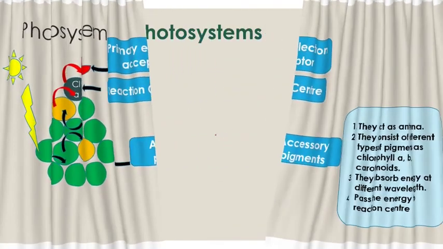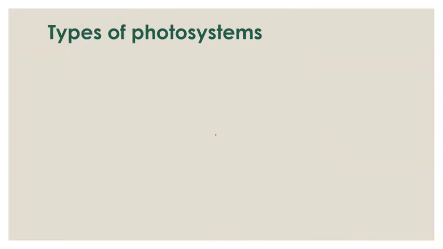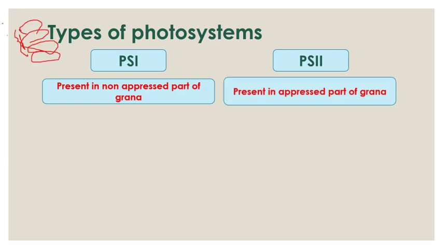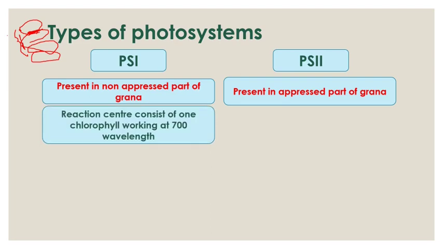Now let us see the two types of photosystems. The two types of photosystems present on the thylakoid membrane are PS1 and PS2. What is photosystem 1? Photosystem 1 is present on the non-appressed part of the grana. You remember the non-appressed part? The part which is coming in contact with the thylakoid above is called the appressed part. So PS2 is present in the appressed part of the grana, PS1 is present on the non-appressed part of the grana, on the sides.